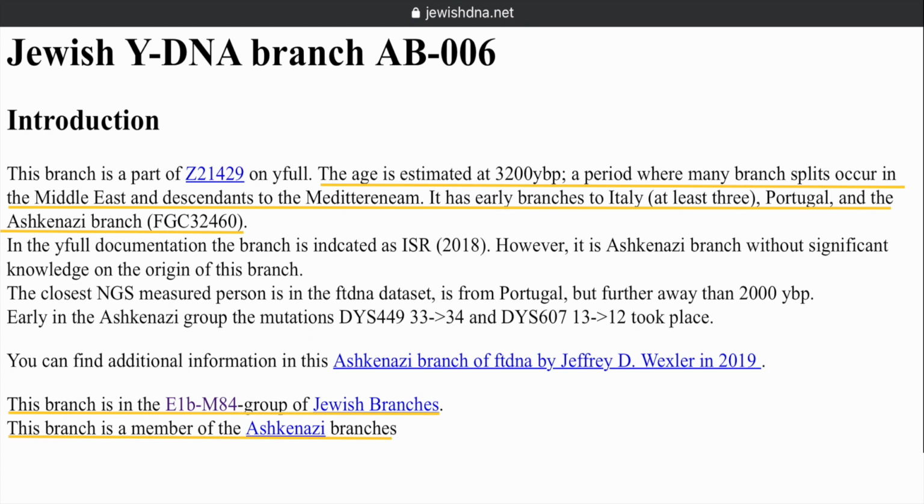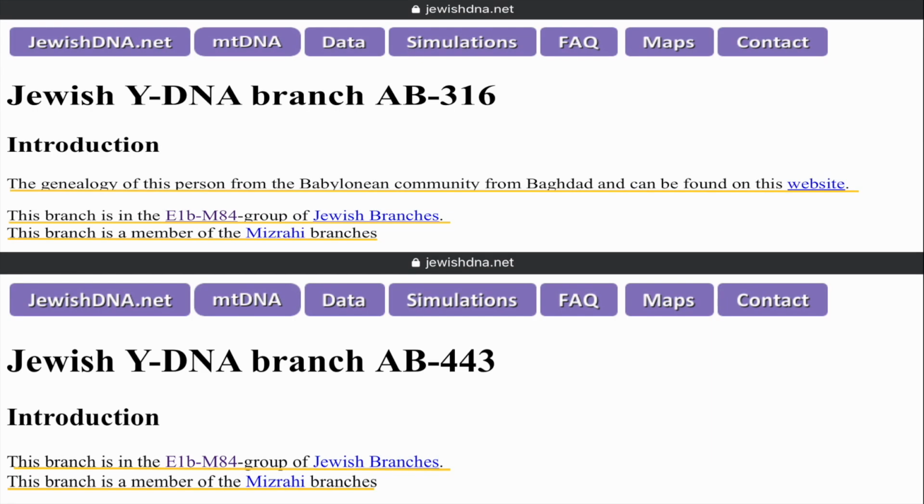It has early branches to Italy, at least 3, Portugal, and the Ashkenazi branch. This branch is in the E1b-M84 group of Jewish branches. This branch is a member of the Ashkenazi branches. The genealogy of this person from the Babylonian community from Baghdad can be found on this website.